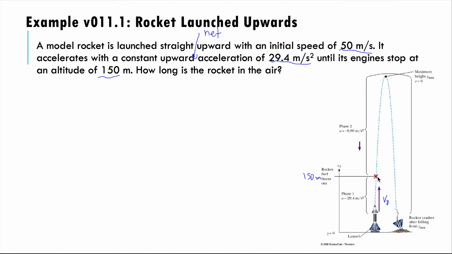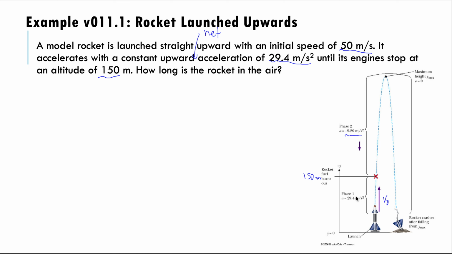What we have to realize is that after the engines stop at this altitude, the rocket is going to keep going, but now it's going to be in free fall and have an acceleration of negative 9.8, because it won't have the engines helping it go up anymore. It's actually going to go up, up, up, but it's going to slow down until it stops and then falls all the way back down. So it's really important to draw a picture that shows that there are two different phases in this problem. One with acceleration of 29.4, and then phase 2 with acceleration of negative 9.8.